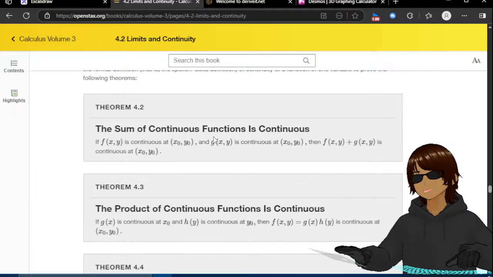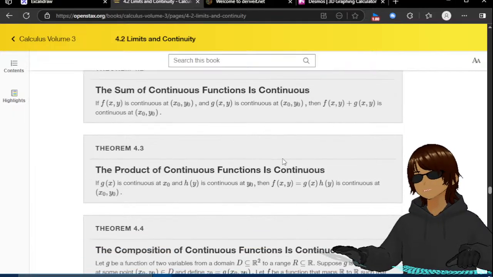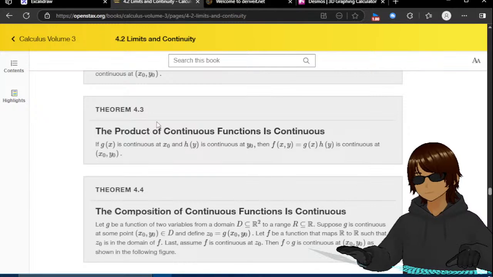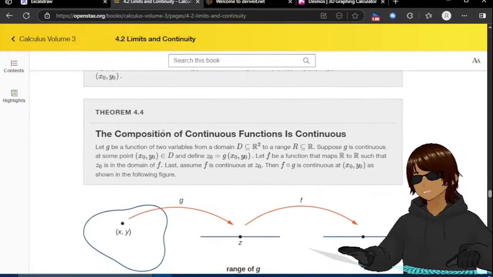The sum of continuous functions is continuous. Okay. The product of continuous functions is continuous. The composition of continuous functions is continuous.